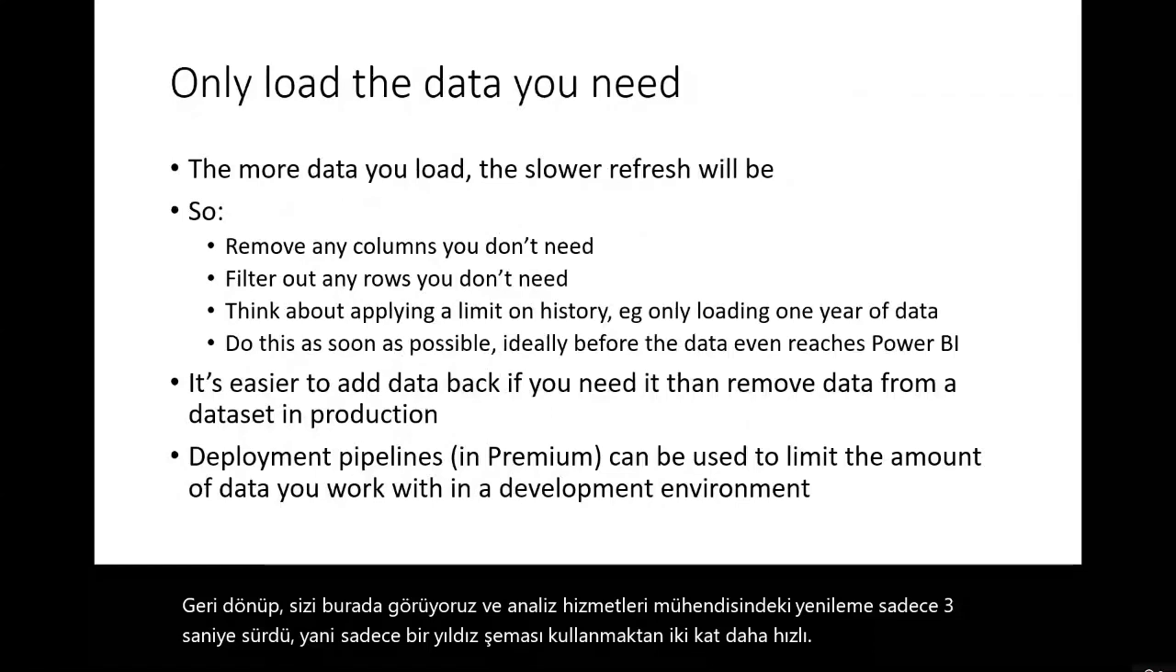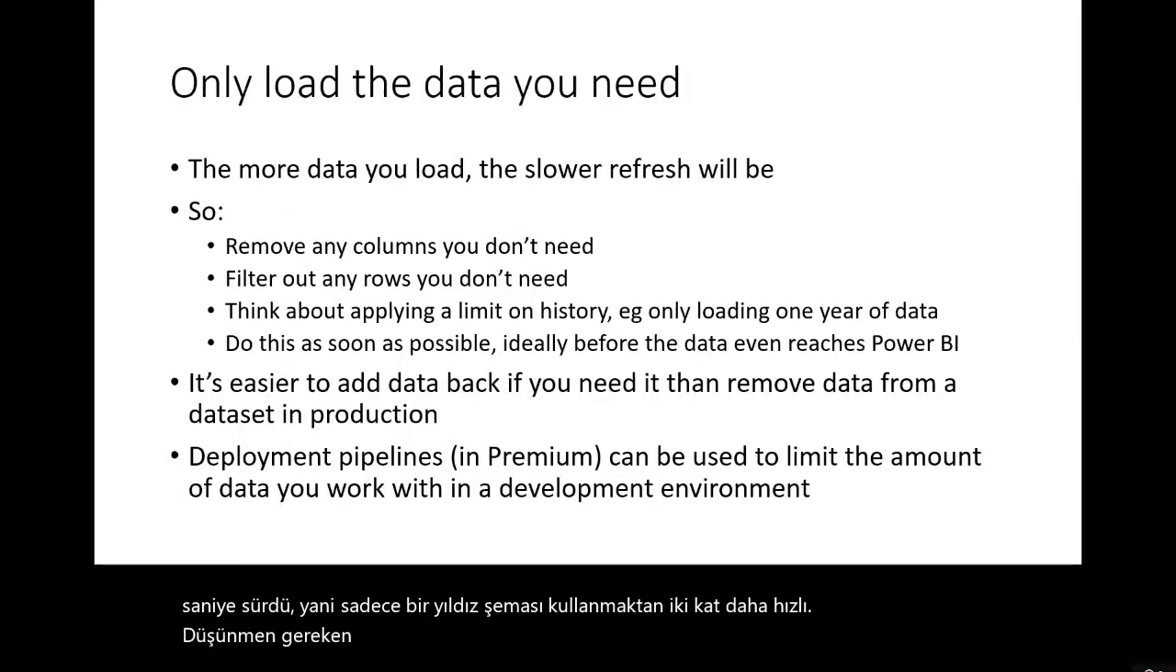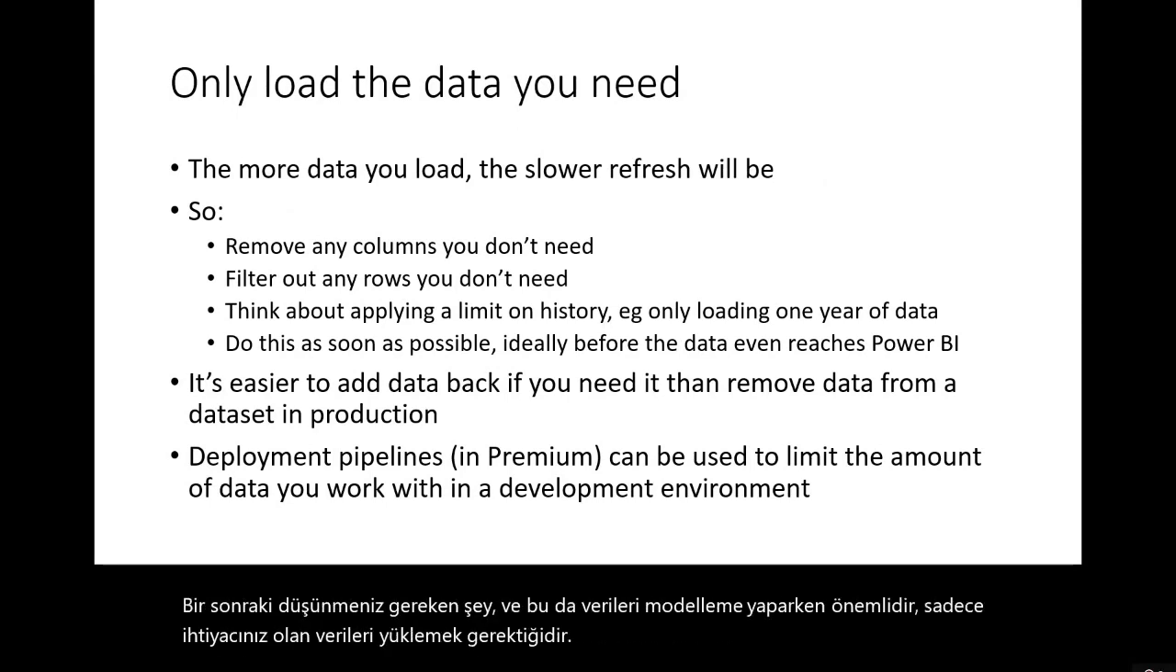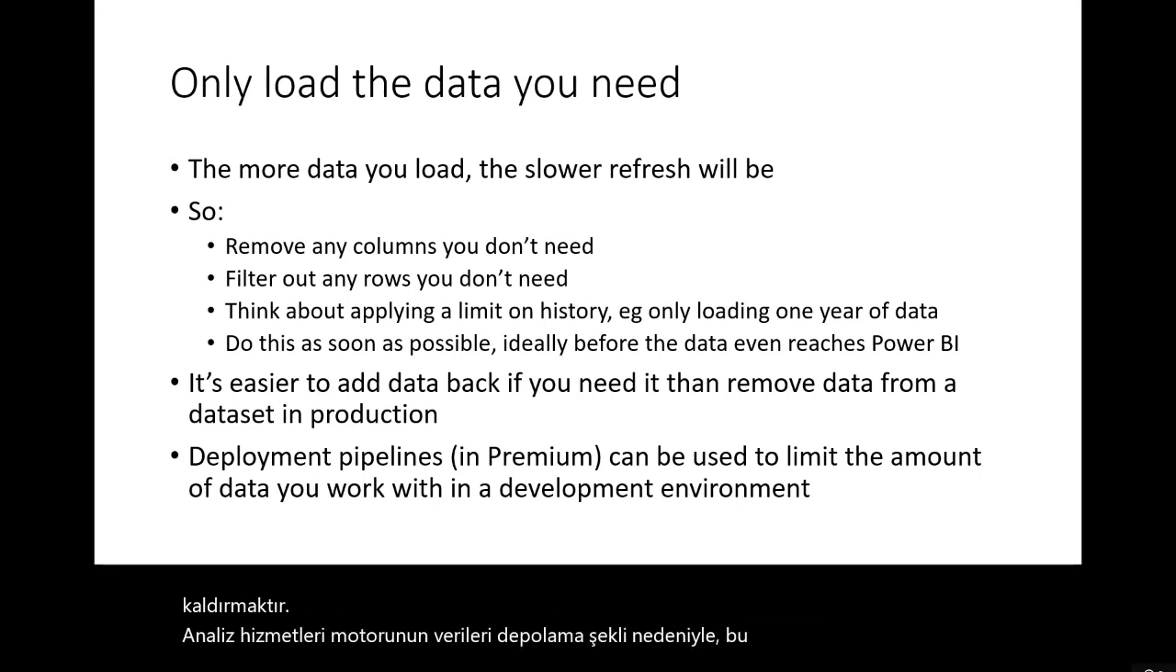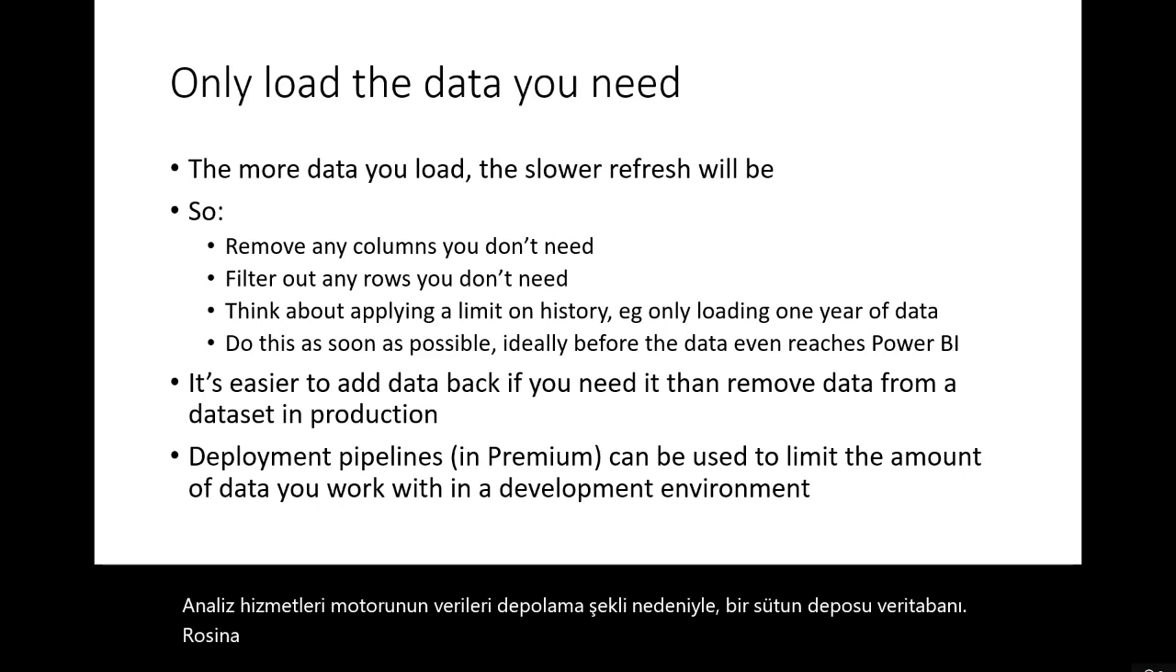The next thing to think about, and this is also important when you're modeling data, is that you should only ever load the data you need. And there are two parts to this. The most important thing you need to do is to remove any columns that you don't need. Because of the way that the analysis services engine stores data, it's a column store database, the number of rows in a table is not always as important as the number of columns. And so you will get a smaller model and faster refresh from removing columns that aren't necessary.